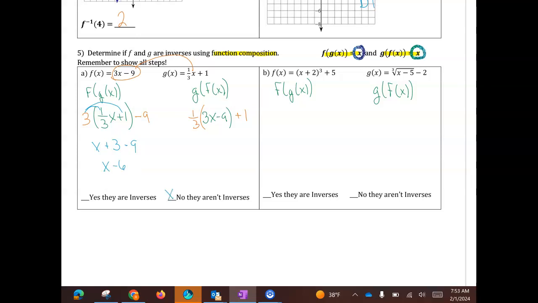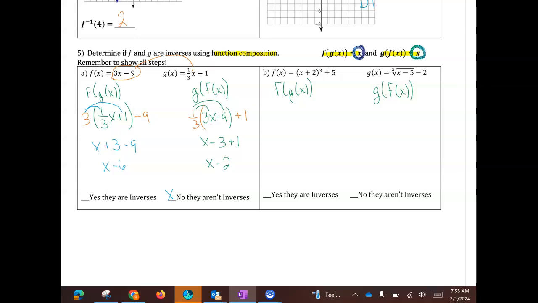But let's say you thought to do the other one. Then 1/3 of 3x is still just x. 1/3 of 9 is 3. Bring down the 1. Then when I simplify this, I get x minus 2. So again, I didn't get x. If you don't get x on one, don't bother with the other one. You don't need to. All right, next one.